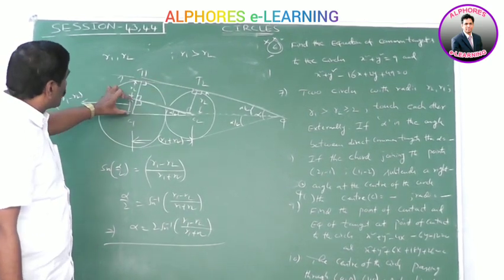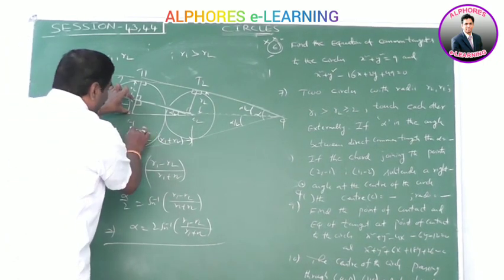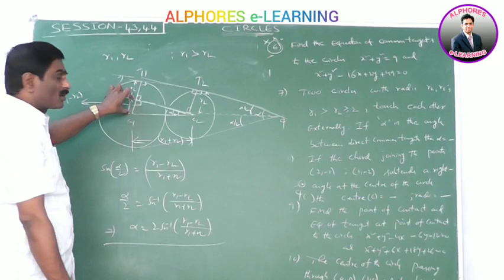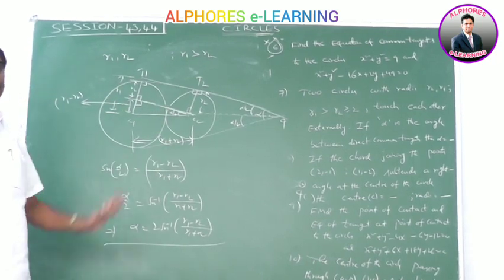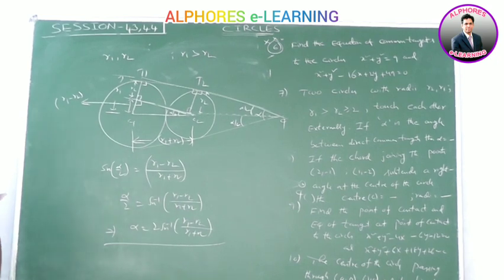This total length is R1, so this length must be R1 minus R2. Since the two circles touch each other externally, this is nothing but R1 plus R2. So sin theta is equal to opposite side by hypotenuse. That means sin alpha by 2 is equal to R1 minus R2 by R1 plus R2. Please note this point. Okay.